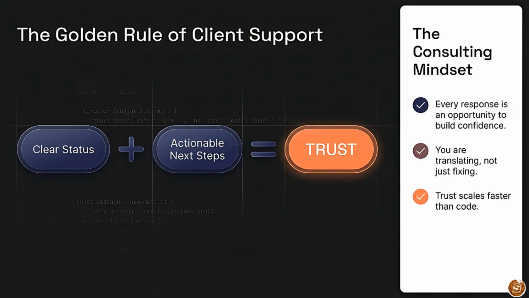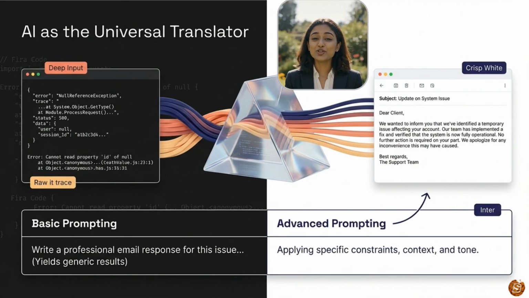The golden rule of client support is to combine a clear status with actionable next steps. This approach builds trust, which scales much faster than code. Think of AI as your universal translator. By moving from basic prompting to advanced prompting, which includes specific constraints, context, and tone, you can turn raw error logs into professional, easy-to-understand emails.